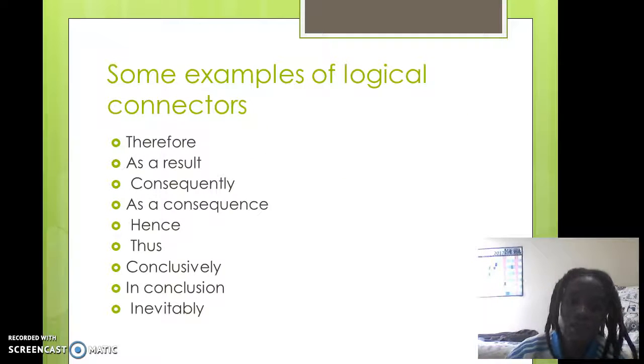Now with me here I have a few examples of logical connectors. Therefore, as a result, consequently, as a consequence, hence, thus, conclusively, in conclusion, inevitably.